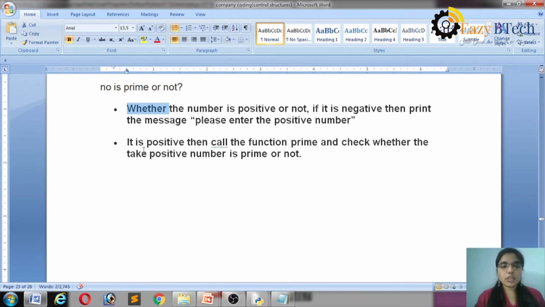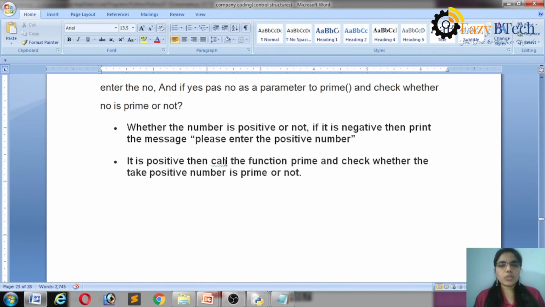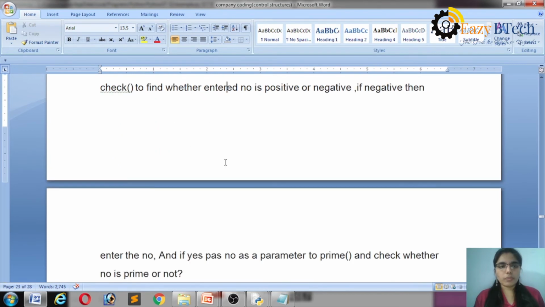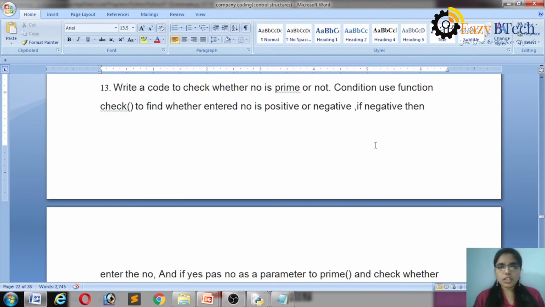If I enter a positive number, then call a function prime and check whether the given positive number is prime or not. So in this example program, we have to do operations for positive or negative. If it is a positive number, then calculate prime or composite. For this we are using the functions concept. We have to use two functions here, the check function and the prime function.